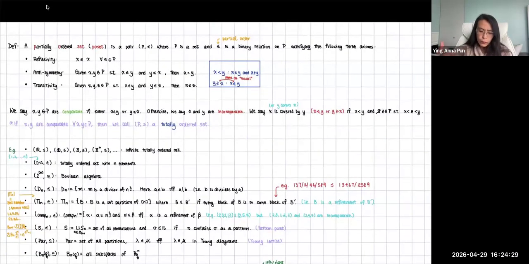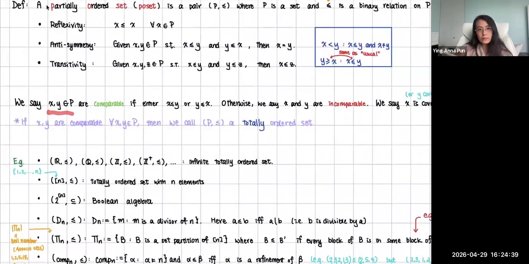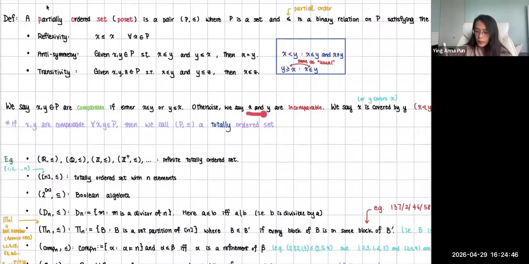And why do we call it partial? Because not every two elements can be compared just based on these three axioms. If two elements in a set can be compared, then we call them comparable. And if you have two things that you cannot compare, then we say they are incomparable.